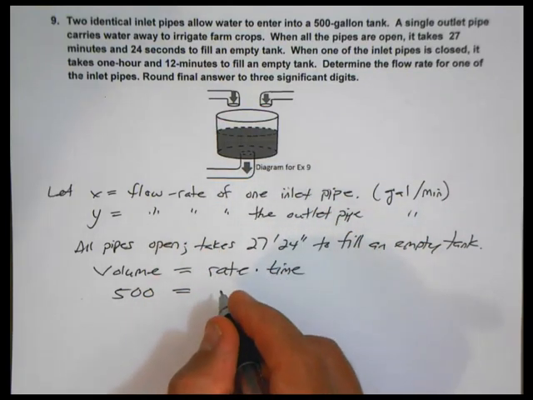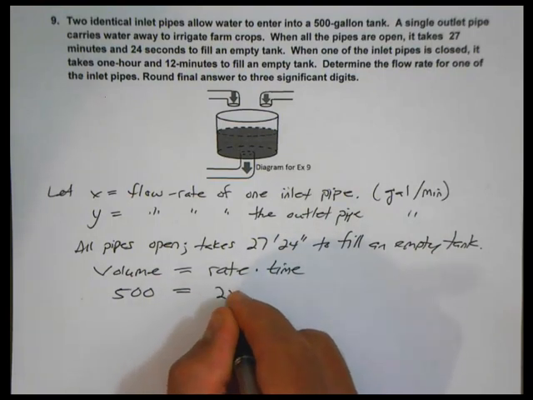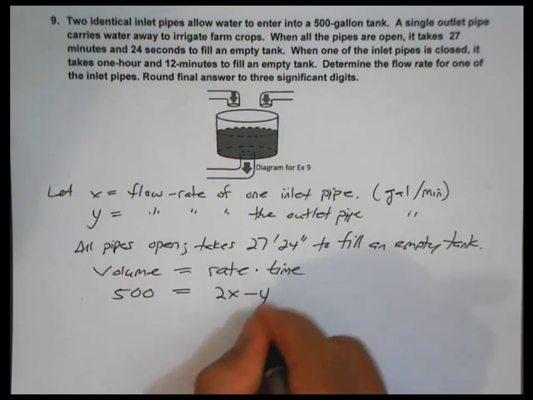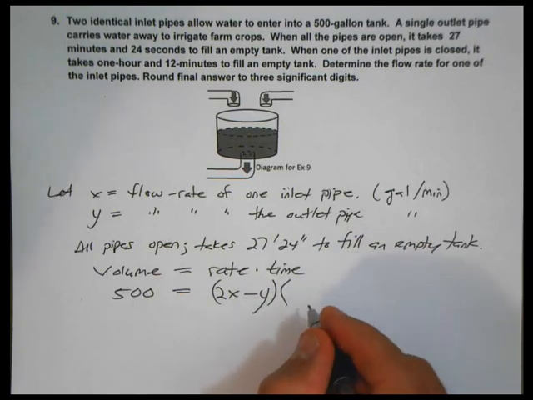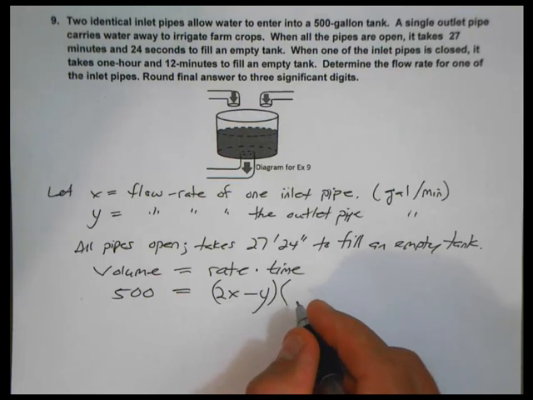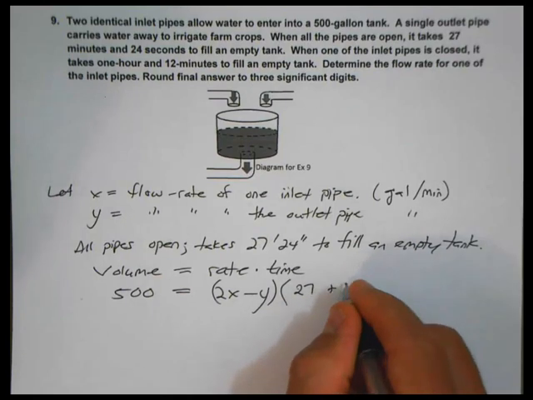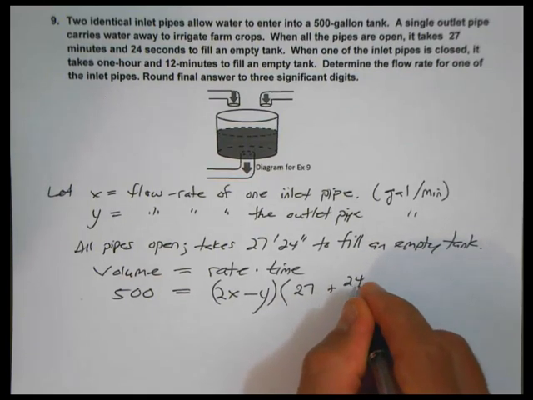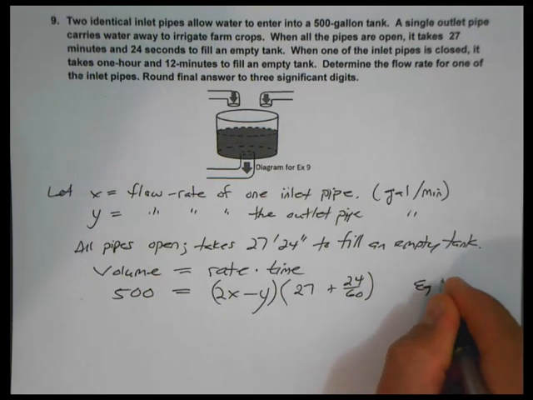So the net rate of these pipes would be 2 inlets, 2x, minus 1 outlet, y, and then times time, 27 minutes and 24 seconds. We're choosing minutes to be our unit of fundamental measure in this problem, so now we stay with minutes throughout. So we'll write this as 27 plus 24 seconds, 24 over 60, that much of a minute. And this does provide us with an equation, equation 1.